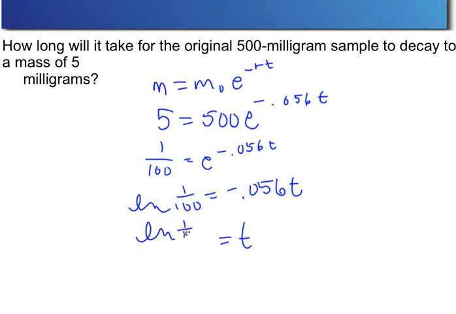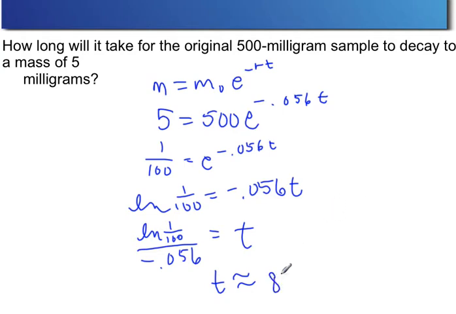ln of 1 over 100. Not writing very well there. Let's undo that. I want it to look more like 100. Okay, here we go. T equals ln of 1 over 100 divided by negative 0.056. When I plug this into my calculator, I will find that T is approximately 82 hours. So after 82 hours, I would expect to have 5 milligrams left.